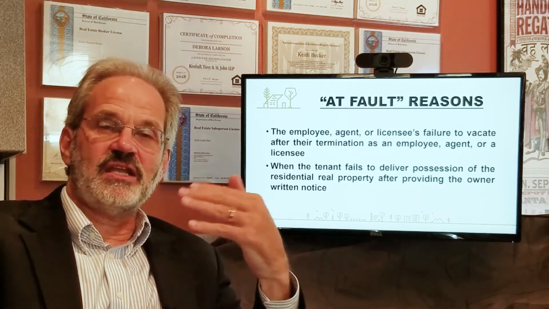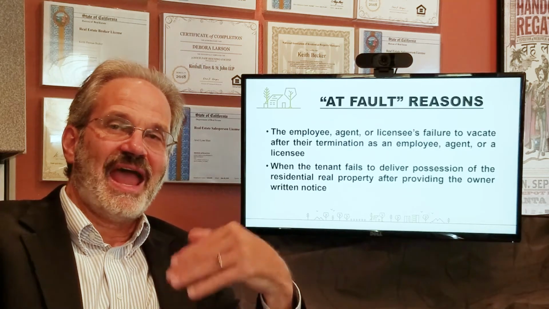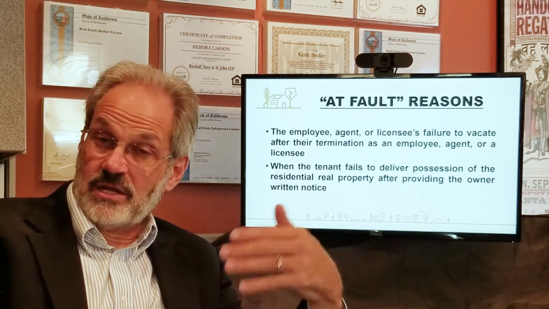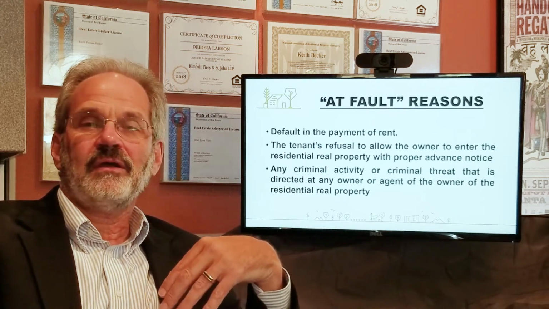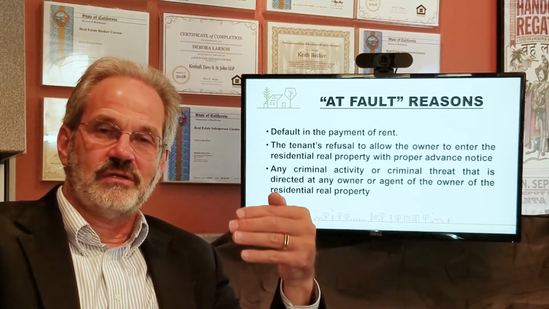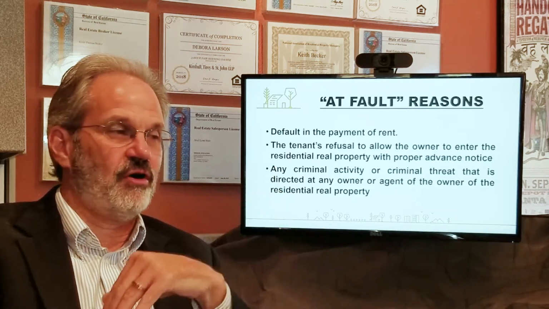If the tenant gives you notice that they're going to vacate, and they do not do so on the date that they say they're going to, that is a reason for an at-fault just cause eviction. If they don't pay the rent, of course, you gotta pay to stay. If you don't pay the rent, that's an at-fault reason.